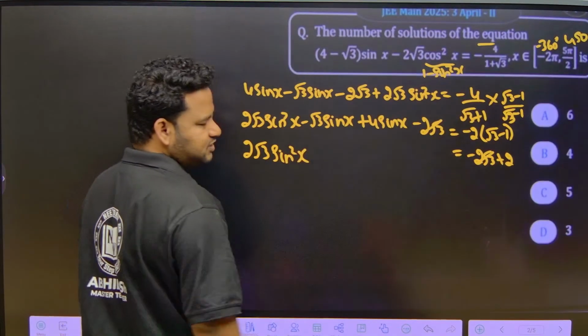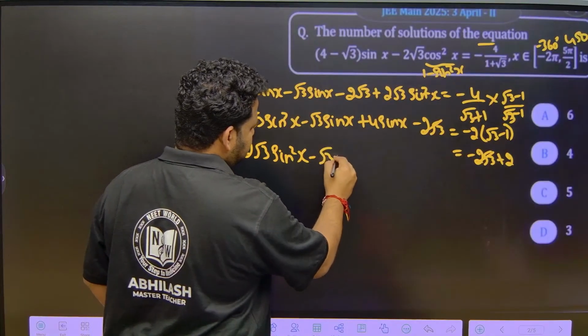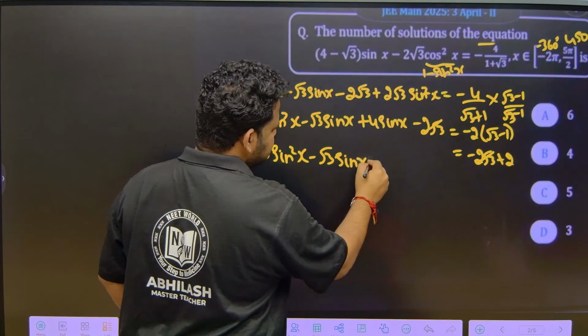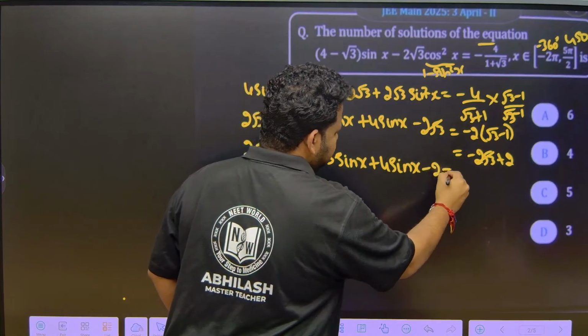See, I can eliminate these steps for each and everybody to understand. I am writing these steps. I can write it in just a single step. 4 sin x minus 2 is equal to 0.